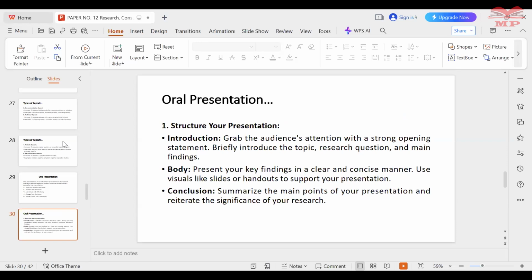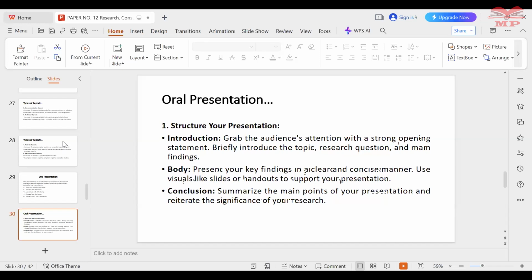Number 1, structure your presentation. It is important that the presentation is structured in 3 main parts: the introduction, the body, and the conclusion. In the introduction, the presenter is expected to grab the audience's attention with a strong opening statement, briefly introducing the topic, research question, and the main findings. And this is where the abstract will be very important.